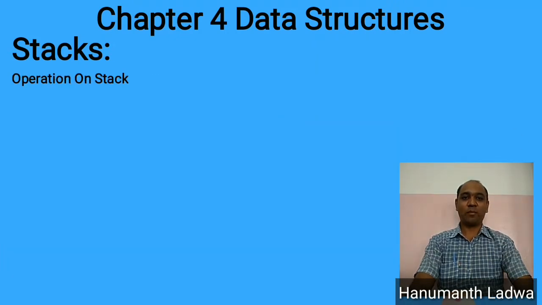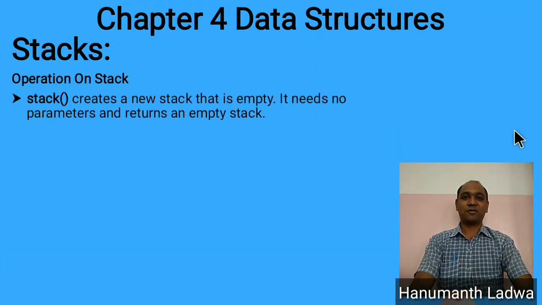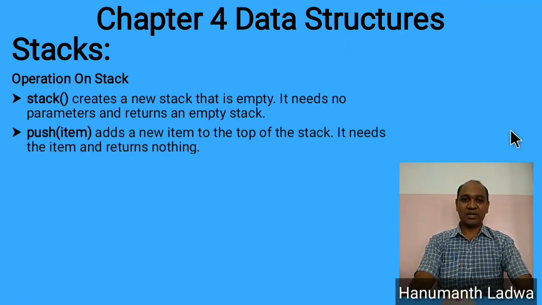Now let us study operations on stacks. The first operation is stack, which creates a new stack that is empty. It needs no parameters and returns an empty stack. Push item. Here item is a parameter that we pass to this particular function or operation. So push adds a new item to the top of the stack. It needs the item and returns nothing.